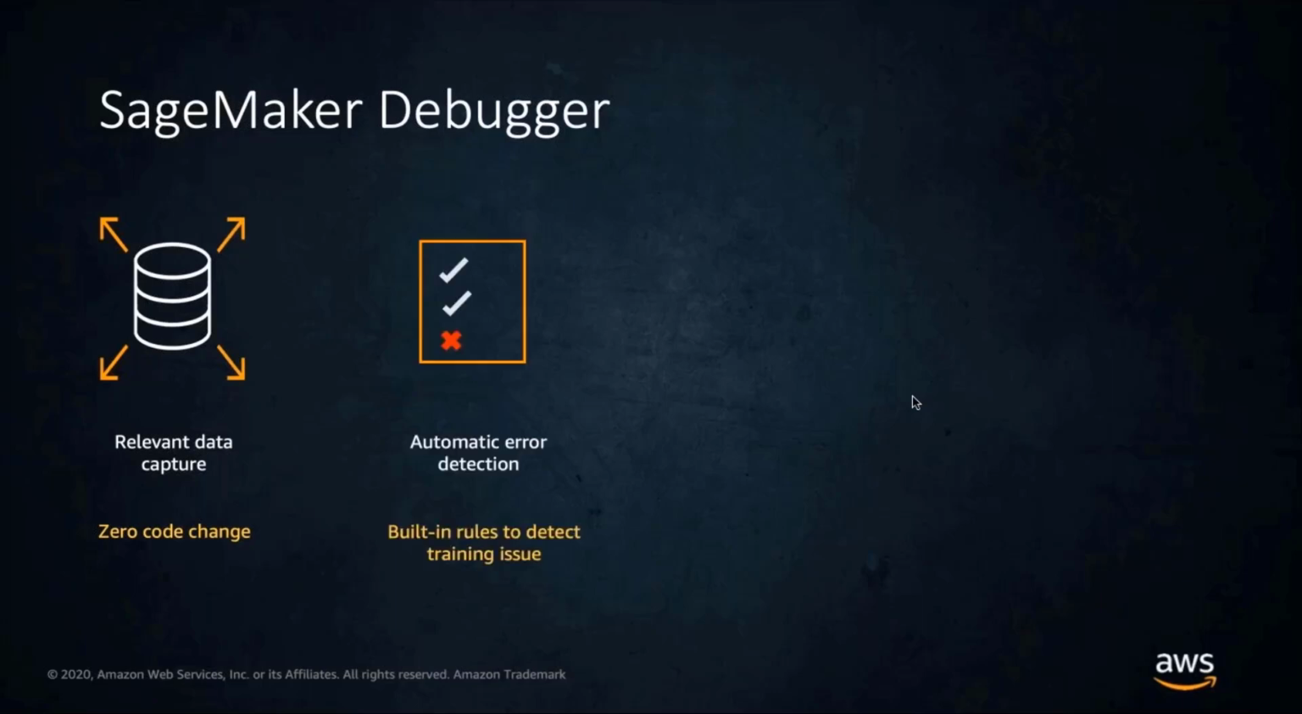Debugger comes with built-in rules. We developed those built-in rules to automatically find training issues in your model training. So when we train deep neural networks, there are certain issues that quite commonly happen, like for instance, vanishing gradient, losses not decreasing. And Debugger has built-in rules that can automatically find those problems.